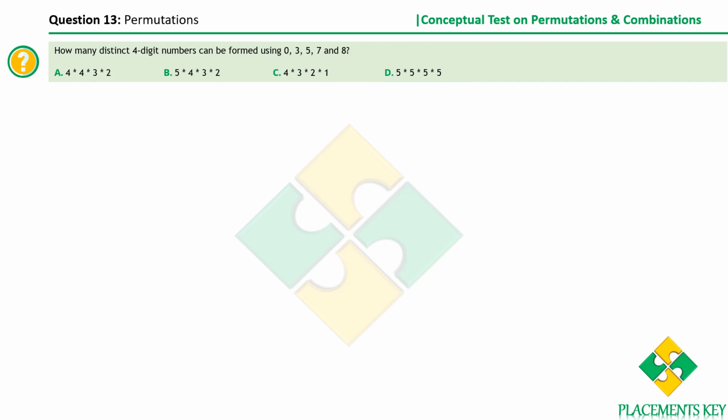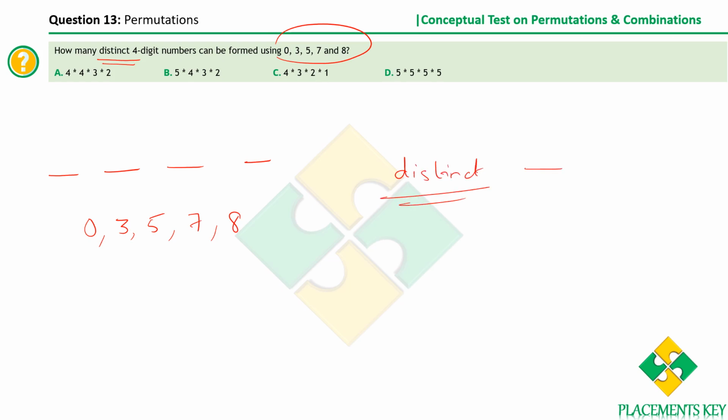Let's check the third question. How many distinct 4-digit numbers? Again, it is 4 digits. So 1, 2, 3 and 4. What are the digits? 0, 2, 3, 5, 7 and 8. Now, they are saying that the numbers are to be distinct. That is, there is no repetition.